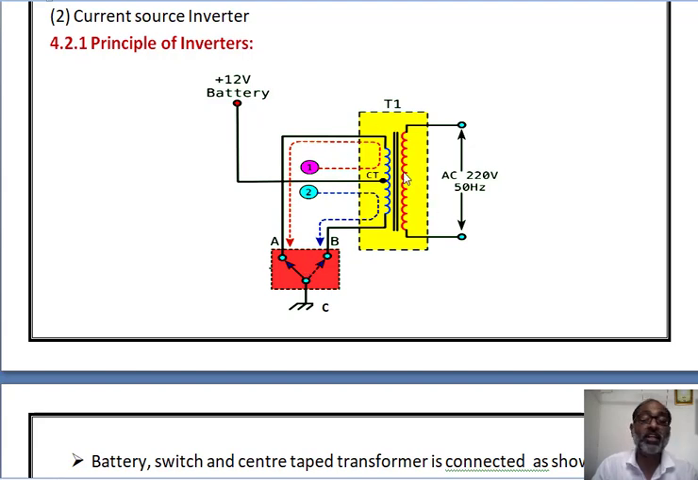So that is our transformer T1. Suppose in this case our switch is at C position. That means it is in off condition. That means the circuit is open. There is no current passing through this winding. Yes, EMF is present, but the circuit is open.